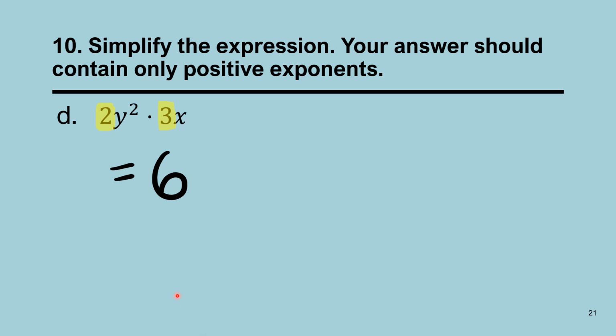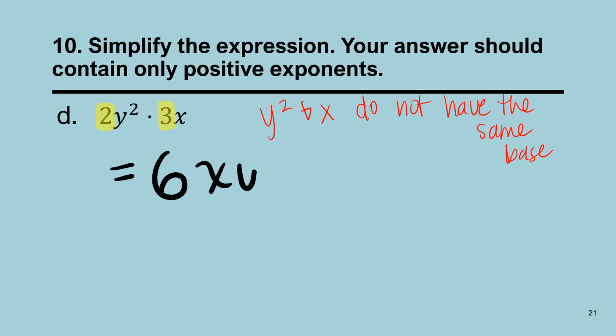We have a y squared, we have an x. Those do not have a common base, so we can't combine them. That's okay. I like to write my variables in alphabetical order, so I'm going to put the x first and the y squared second. That's not necessary, you don't have to do that, but I like to do it just to make it look a little bit neater.